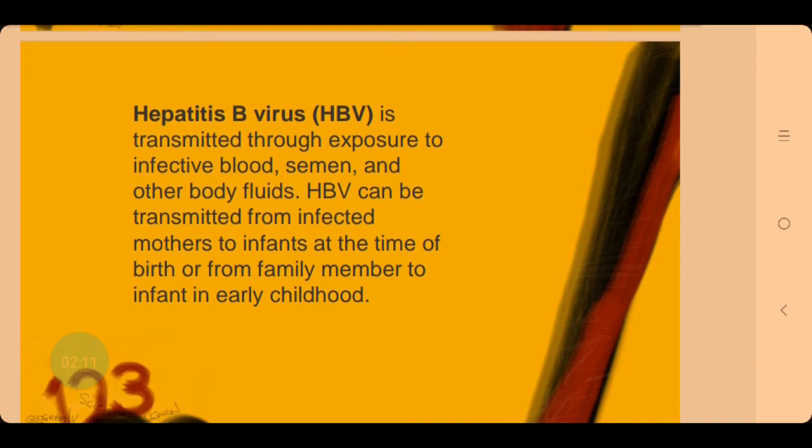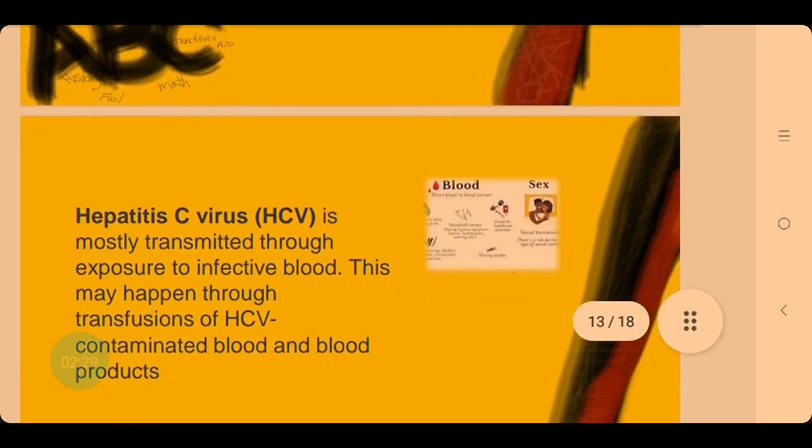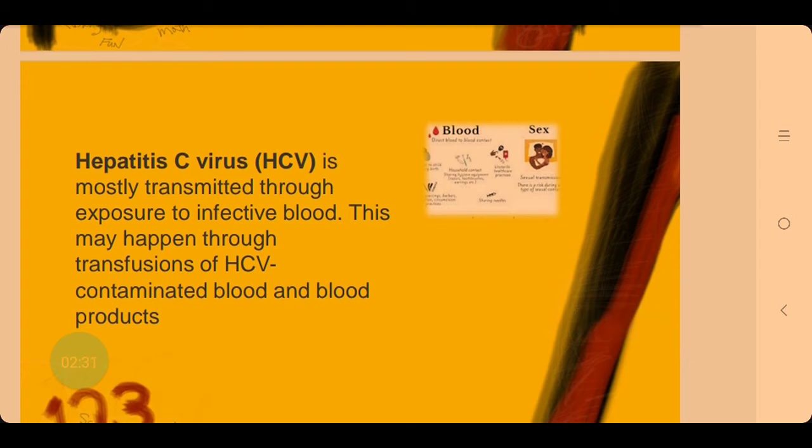Hepatitis B virus is transmitted through exposure to infected blood, semen, and other body fluids. HBV can be transmitted from an infected mother to her infant at the time of birth, or from family member to infant in early childhood. Hepatitis C virus is most commonly transmitted through exposure to infected blood.